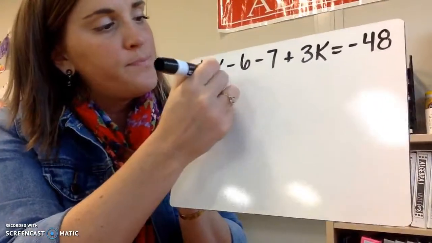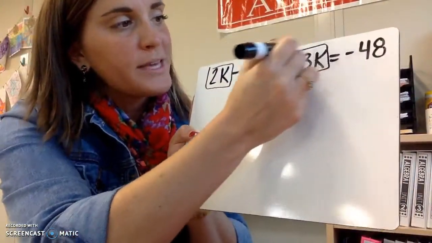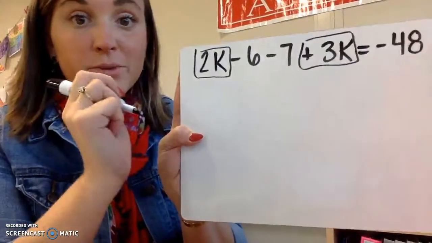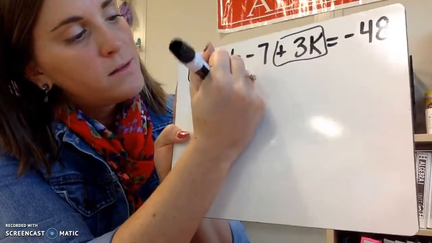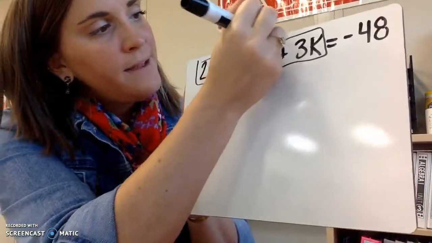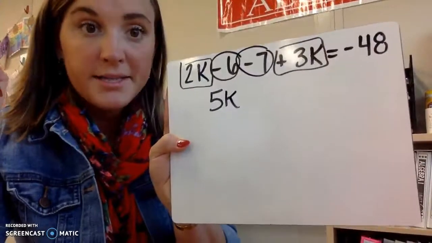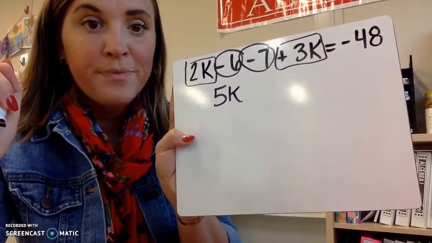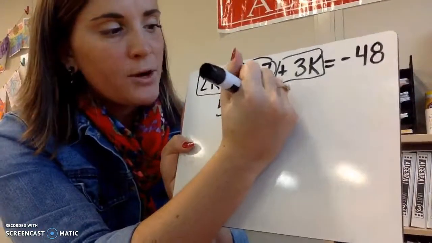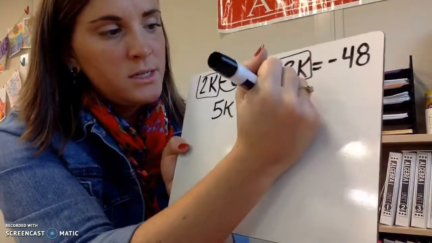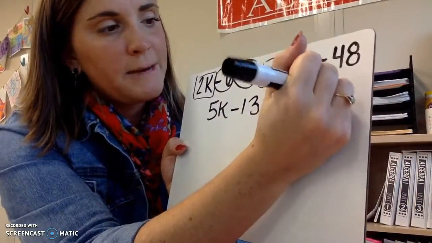I've got 2k and positive 3k. 2k plus 3k gives me 5k. -6 and -7 are my constants. They don't have a variable with them. And that gives me minus 13. And then that's still equal to -48.